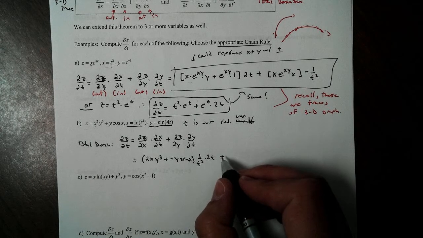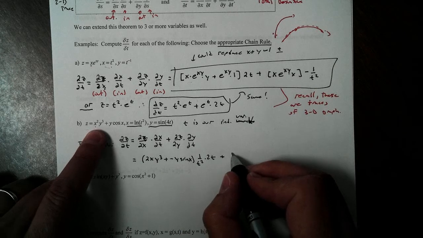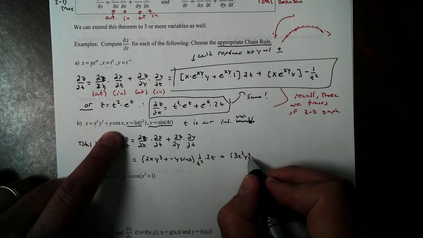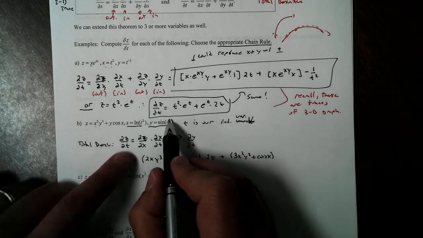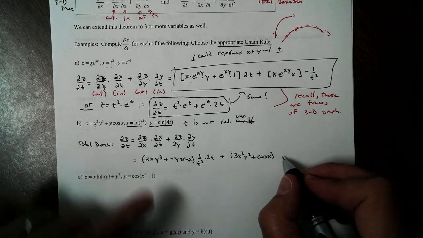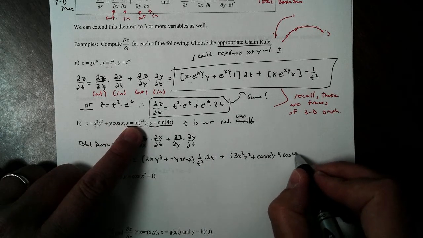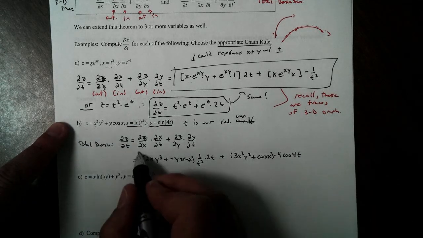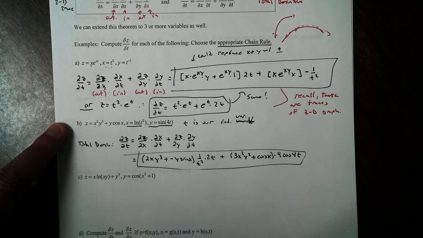Plus, take the derivative of z with respect to y. We would get 3x squared y squared plus, this just stays cosine of x. And then we take the derivative of sine of 4t, which becomes times 4 cosine 4t. Remember, the 4 comes from the chain rule itself. And there is our derivative. I don't simplify, I leave it alone.